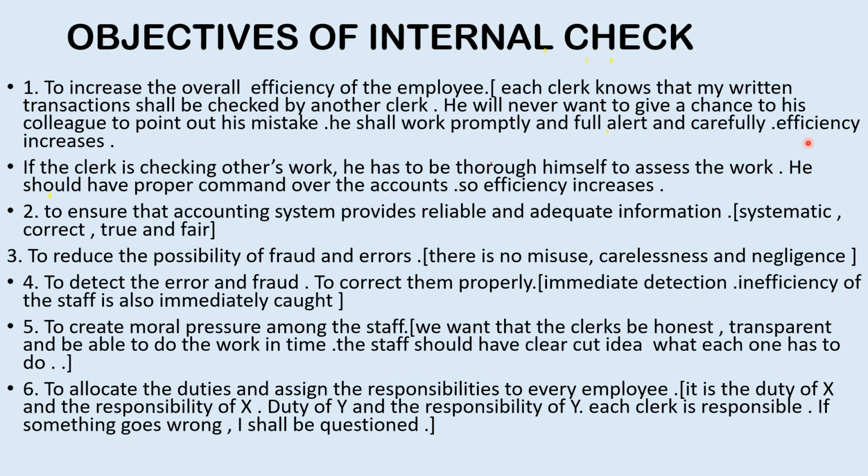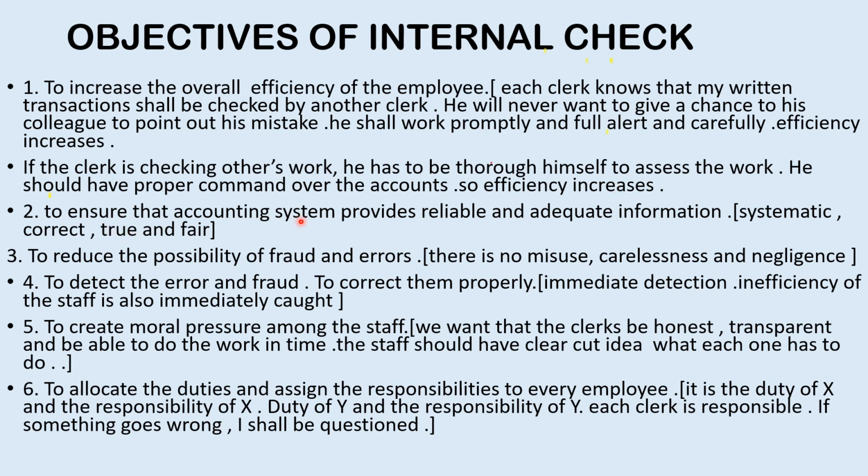Now, because B is assigned the task to find the faults in the work of A, B also will be more vigilant. His efficiency will also increase. If the clerk is checking other clerks' work, he has to be thorough himself to assess the work. He should have proper command over the accounts, so his efficiency also increases. So the first objective is the overall efficiency of both the employees, the first employee as well as the person who is going to check his work.